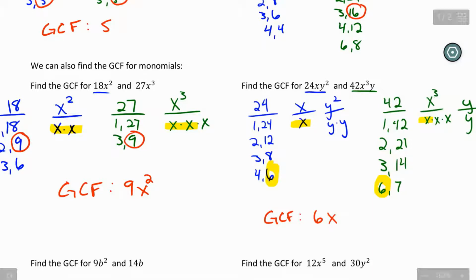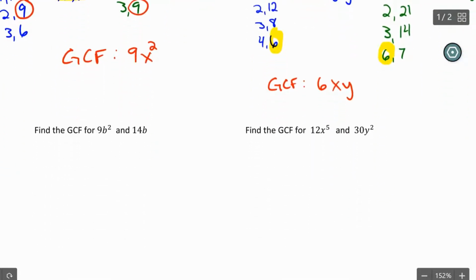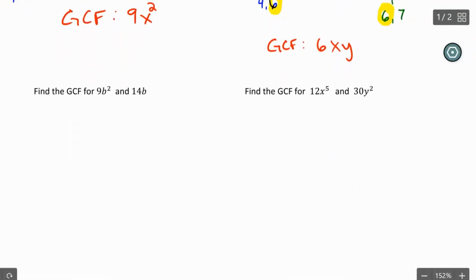And for my y's, well, I've got 2 in this first spot, but only 1 over on the right under 42. So that means I will only have 1 y in common. It has to be in common, right? I'll only have y for our greatest common factor. Okay, so we can find that greatest common factor for monomials the way that we do for numbers.